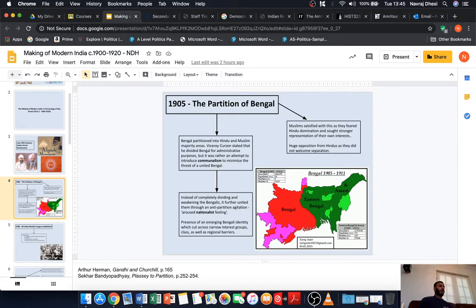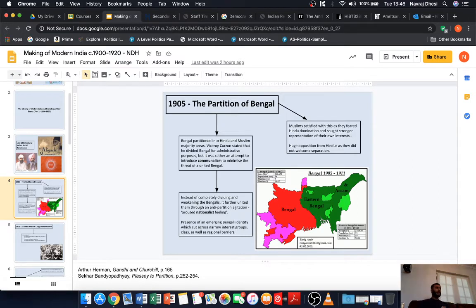So the partition of Bengal into these Muslim majority and Hindu majority areas was supposedly, from the British perspective and from Curzon's perspective, for administrative reasons, for administrative purposes, okay? But it was rather an attempt to introduce communalism to minimize the threat of a united Bengal, okay?